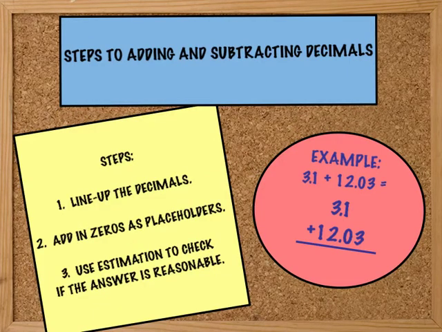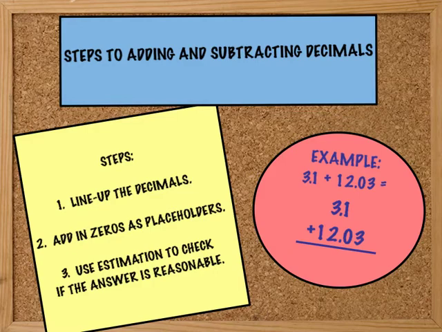Next we're going to review adding and subtracting decimals. The steps are line up the decimals, then add in our zeros as placeholders, then use estimation to check to see if our answer is reasonable. So always remember, whenever you're adding or subtracting decimals, you must line up the decimals. So let's take a look at our example.